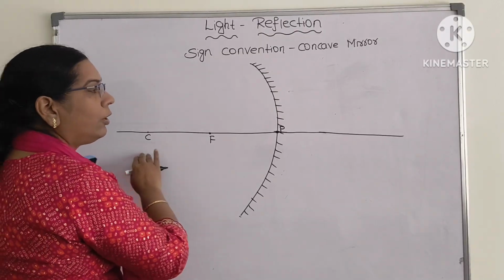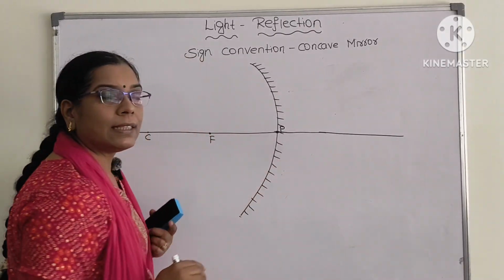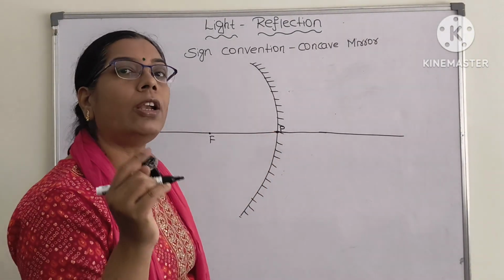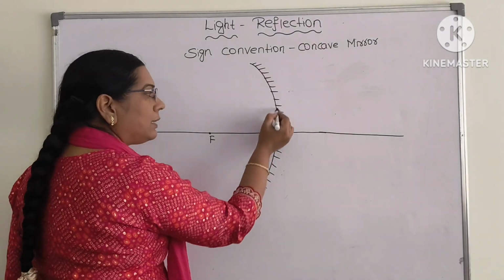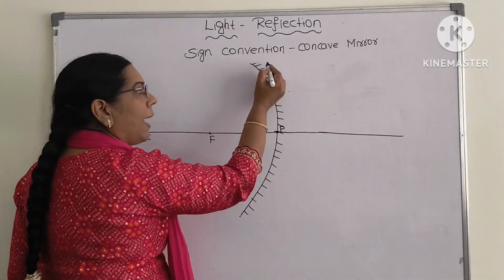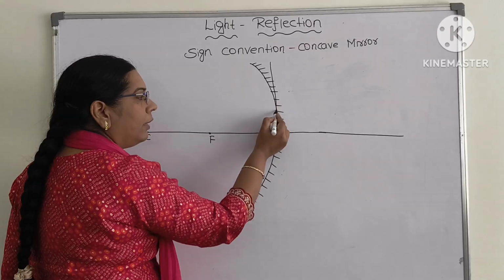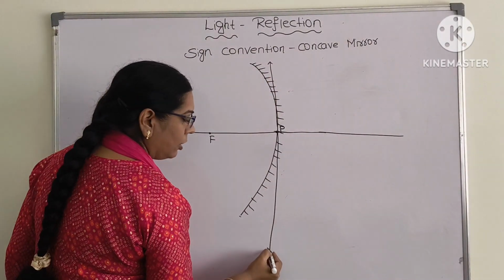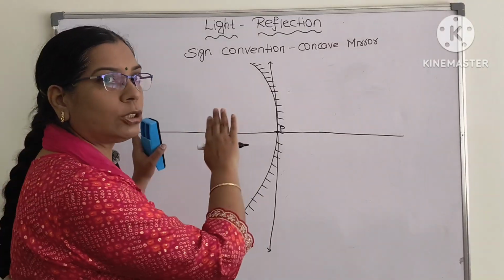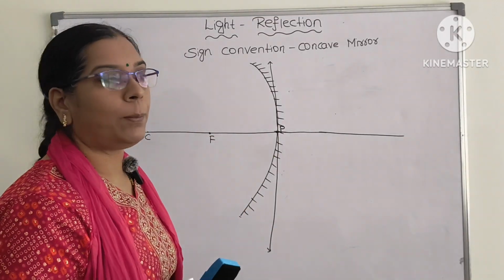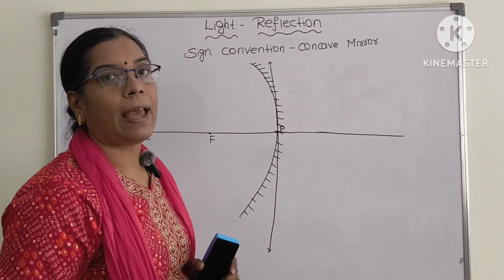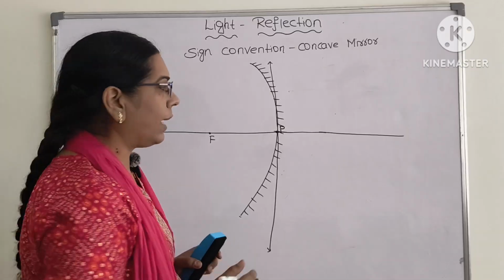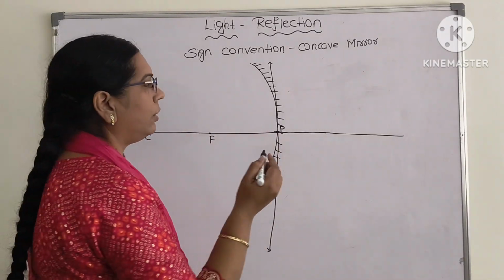In order for you to understand the sign conventions, you have to consider this whole thing as a Cartesian plane, which means you have to consider this principal axis as the x-axis, and the pole will turn out to be your origin. And this concave mirror will act like the y-axis. So you should imagine this whole setup as a Cartesian plane. The principal axis will act like the x-axis and the mirror will act like the y-axis. The pole is your origin.